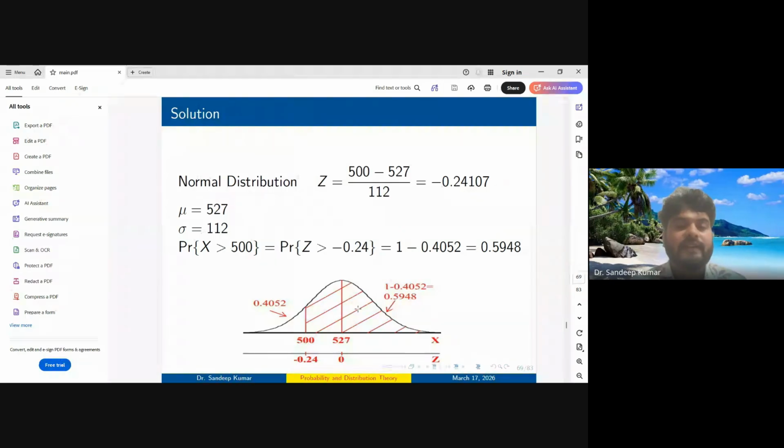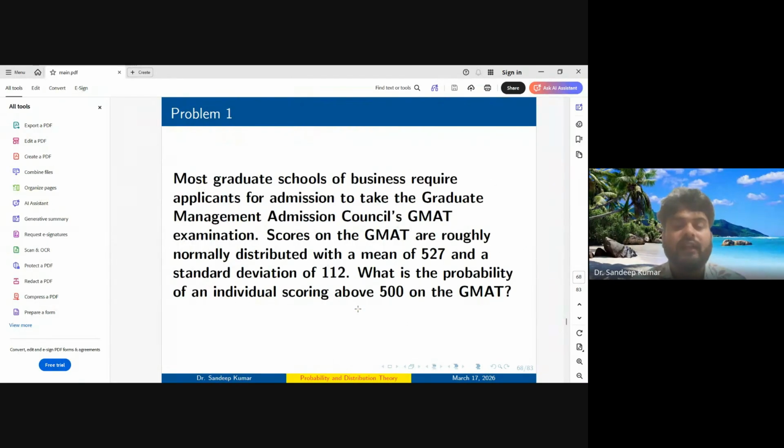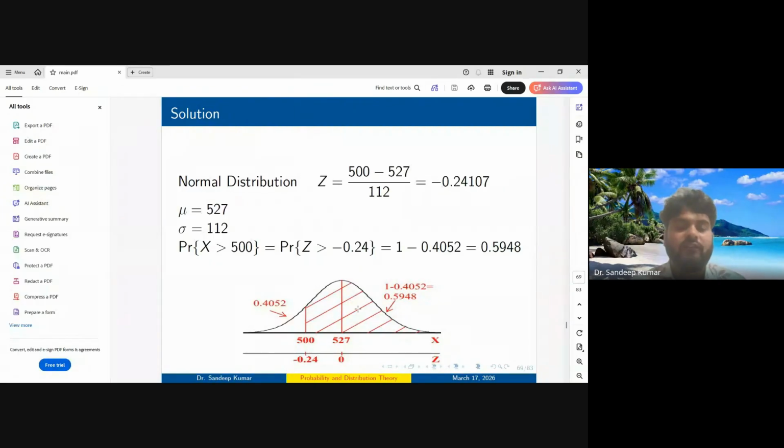So probability of x greater than 500. What is the question saying? What is the probability of an individual scoring above 500? Above means greater than. So probability of x greater than 500, that is probability of Z, because if I subtract mu and divide by sigma, x minus mu upon sigma, 500 minus mu upon sigma, this converts to the Z score. Probability of Z greater than minus 0.24, that is 1 minus 0.4052, that is value 0.59. And this is the simple graph of that problem.